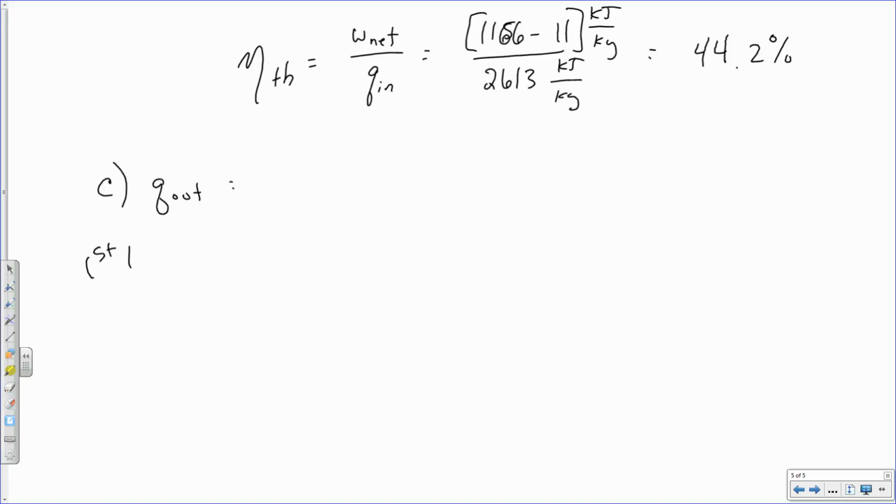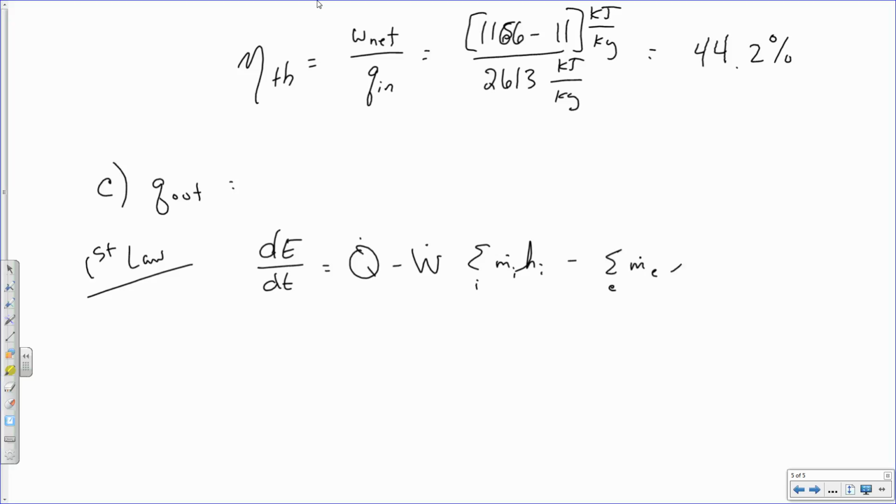So to avoid any mistakes, you can always start with the first law. dE dt is equal to, you're sick of writing this, Q dot minus W dot plus the summation over inlets of M dot inlets times the enthalpy at the inlet, plus the summation over all the exits of M dot exit times the enthalpy at the exit. Condenser is in steady state. There's no work being performed on or by the condenser itself.